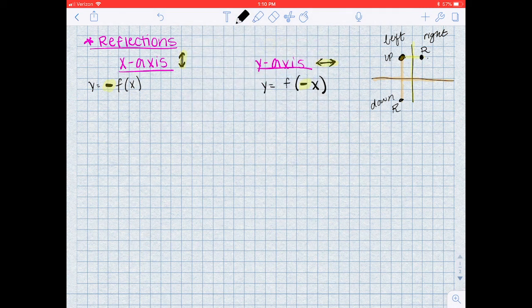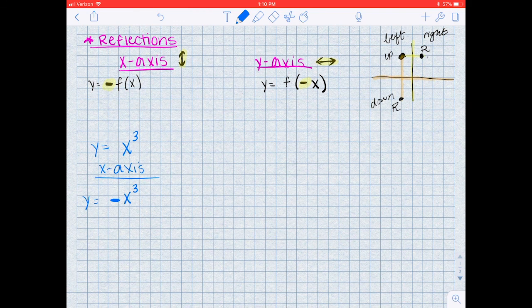Okay, so just to give you an example before we move forward, let's say I was working with the function y is equal to, let's do x to the third power, cubic. If I want to represent a reflection across the x-axis, then there's already x to the third, right? And I'm going to put a negative outside of that. So this is saying negative times x times x times x.